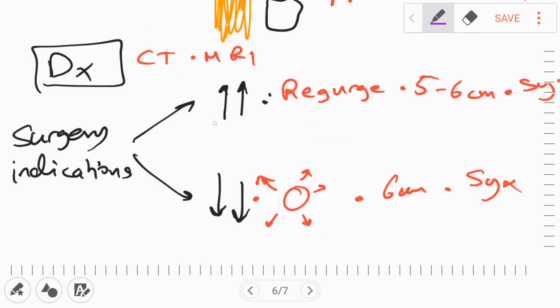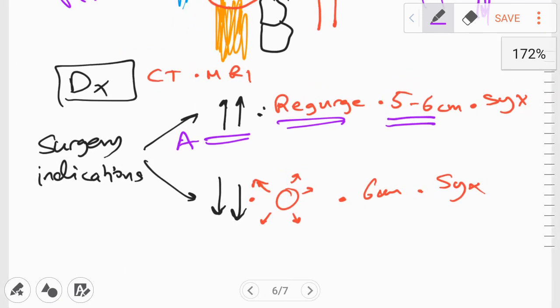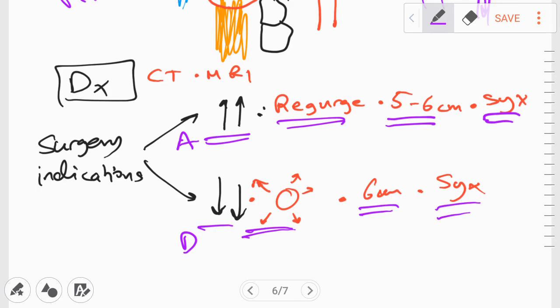So now we'll move on to the diagnosis of thoracic aneurysms. CT and MRI are the most accurate. They will show you the most detailed morphology of the aneurysms. And as for the surgical indications, if it's an ascending aneurysm, then if there is regurgitation, if it's 5 to 6 centimeters wide, or if it's symptomatic, the symptoms I have already mentioned to you in the previous slide, all these are indications for surgery of an ascending aneurysm. For a descending aneurysm, if it is rapidly enlarging, if it's 6 centimeters wide, if it's symptomatic.